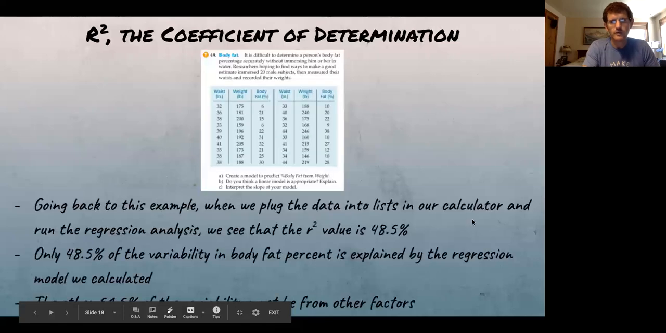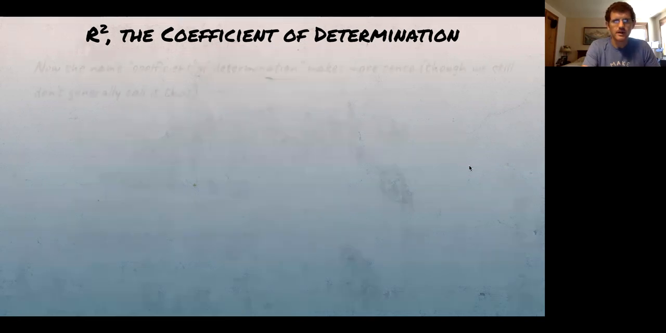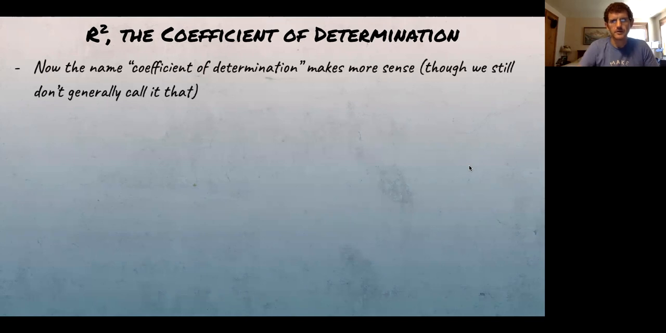So what we've determined is 48.5% of the variability in Y is explained by the model. Or rather, the model determines 48.5% of our change. The rest of it, we already talked about what the rest of it means.